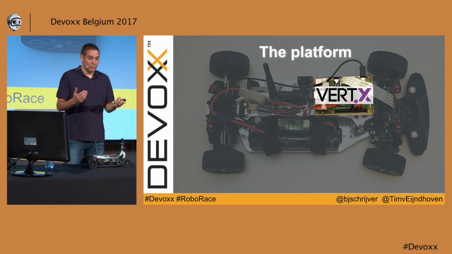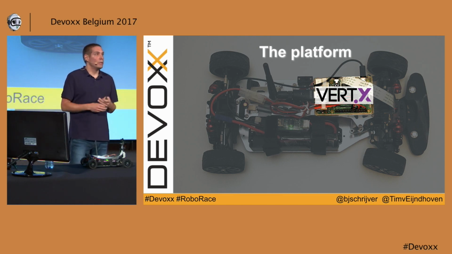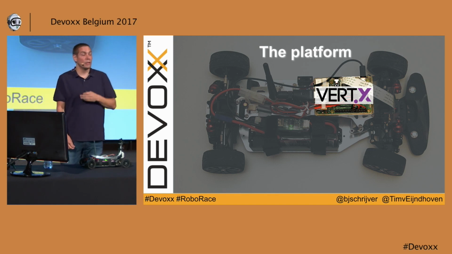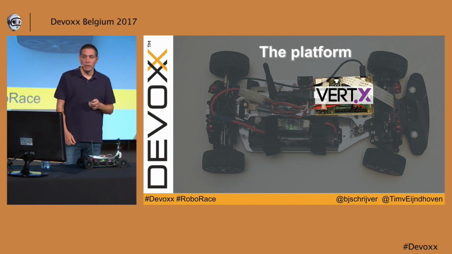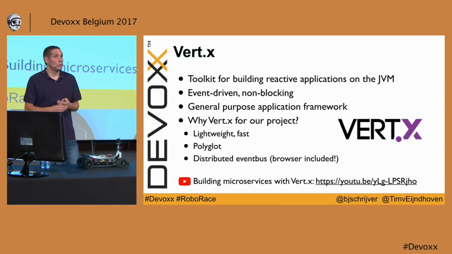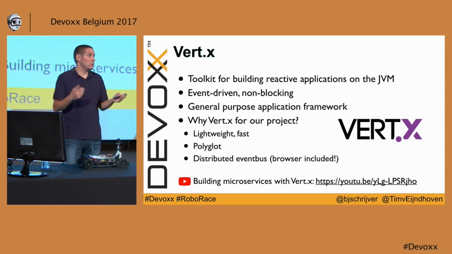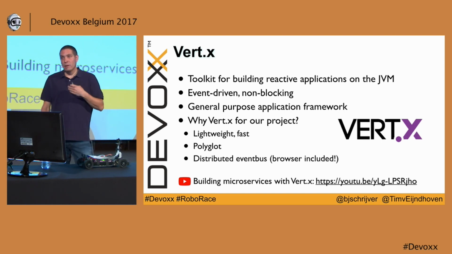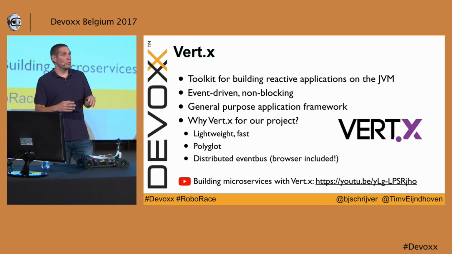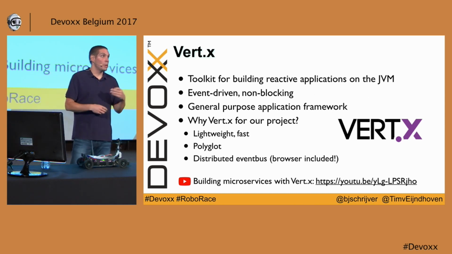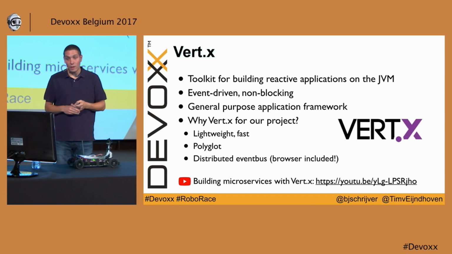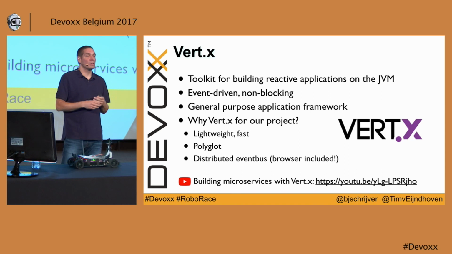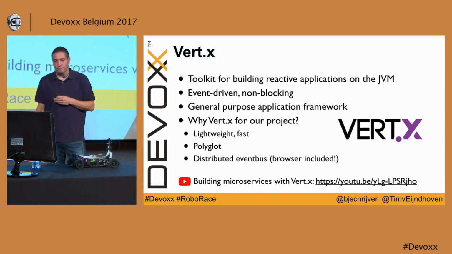Then we need something to run it on. We like Java, so we run on the Java platform. We chose to run it on Vert.x, which we were both familiar with from our work at Malmberg. And Vert.x is a toolkit for building reactive applications, very general purpose, non-opinionated. It is event-driven and it's non-blocking. And we mainly chose it because it's very lightweight, both in terms of size and in terms of memory and resource consumption. It is polyglot, so we had the idea of maybe using different languages in the beginning. We ended up using only Java.